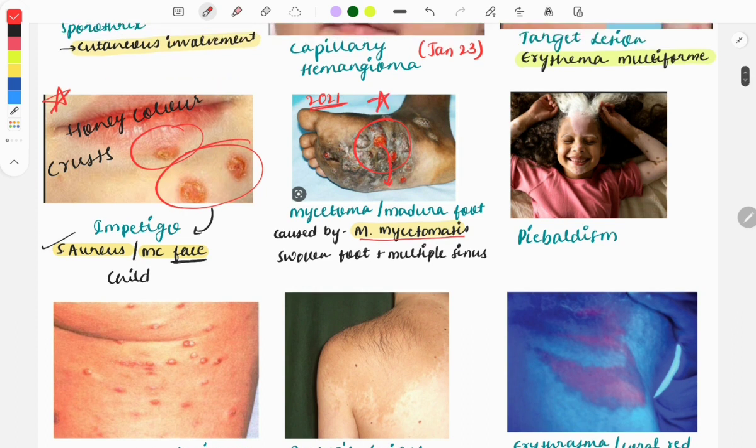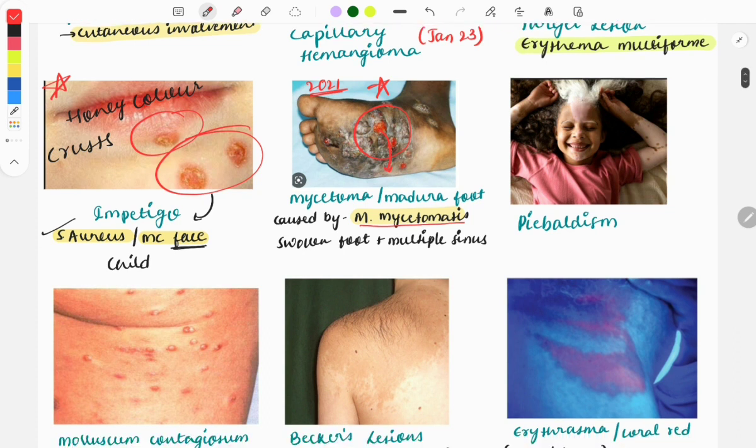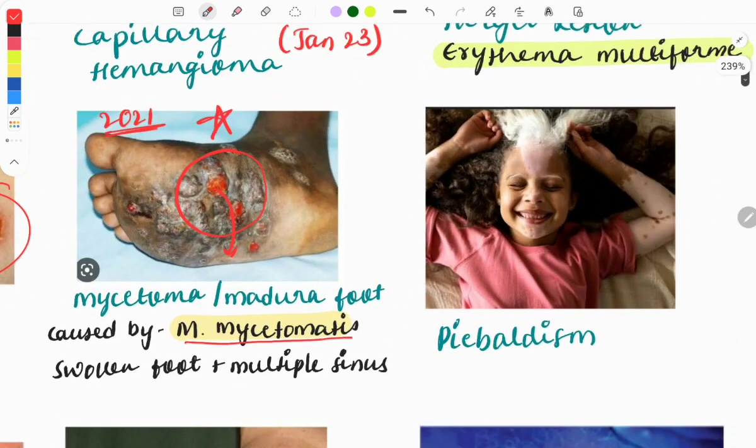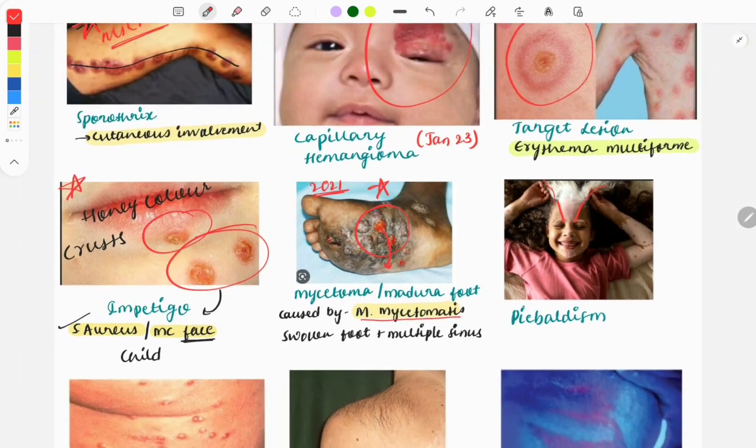Then moving on to the next image. Piebaldism, as you can appreciate here in this image, in the forehead there is triangular hypopigmentation and the hair is also white. So this condition is called piebaldism.